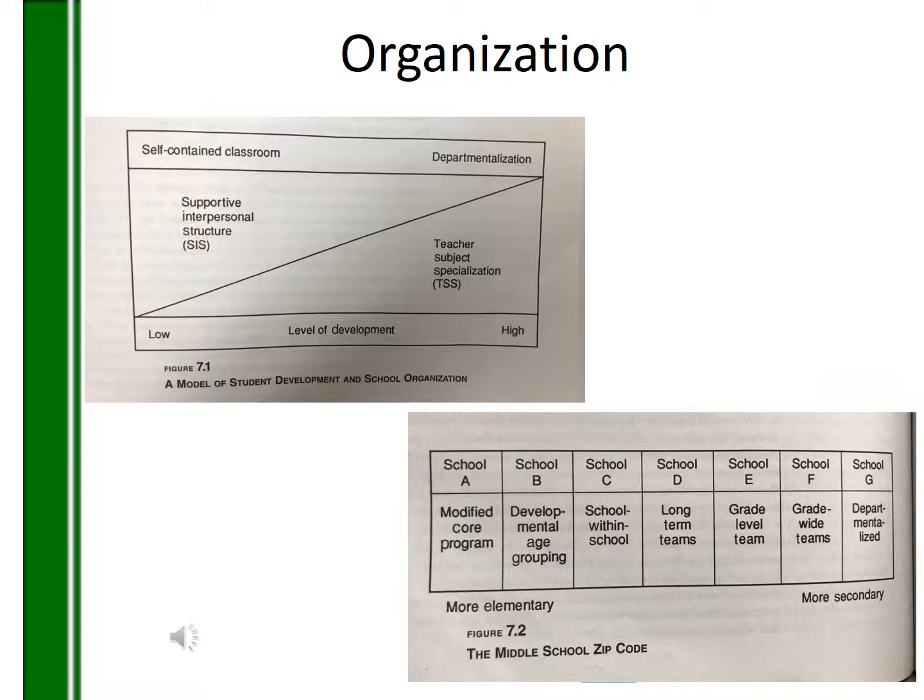If you have students at the lower end, and this might be for a 5th through 8th school, not your typical junior high, which would be 7th through 9th, they're more vulnerable, a little less mature, and there's greater variability in their development. A modified core program might be the best style. Within a modified core program, the students are taught by the same homeroom teacher for all subjects.